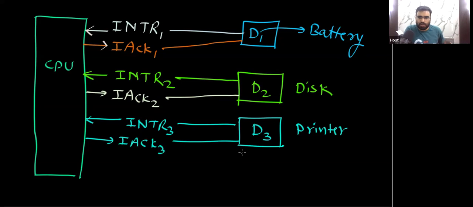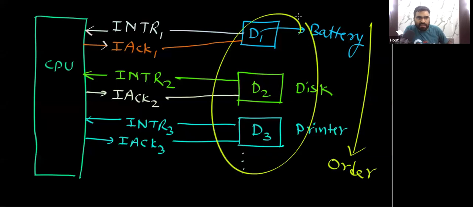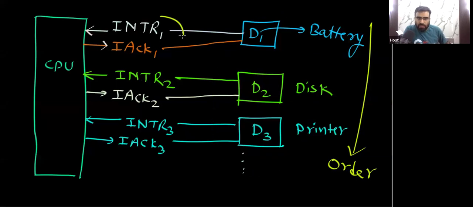Is this clear? I hope you are getting the idea. Now, let me tell you, these pins I have connected in the order of priority. These IO devices are connected to the CPU by dedicated pins in the order of priority. In the order of priority, we are connecting them.